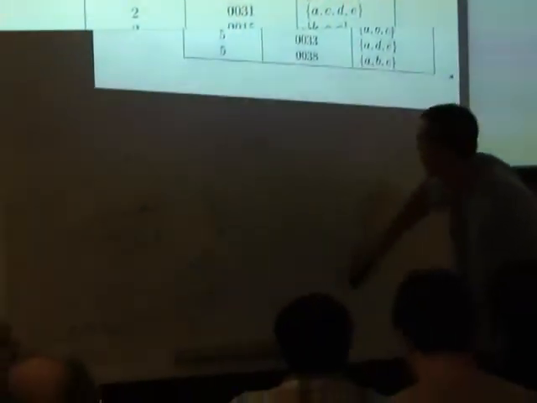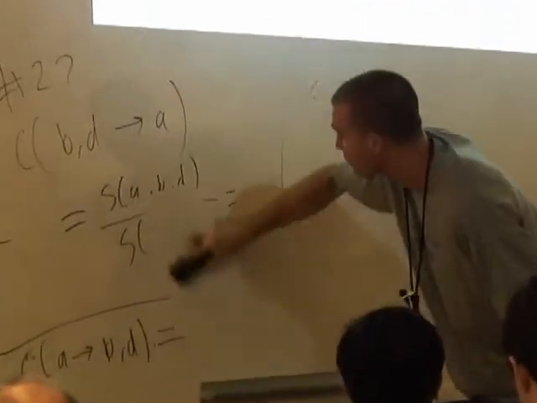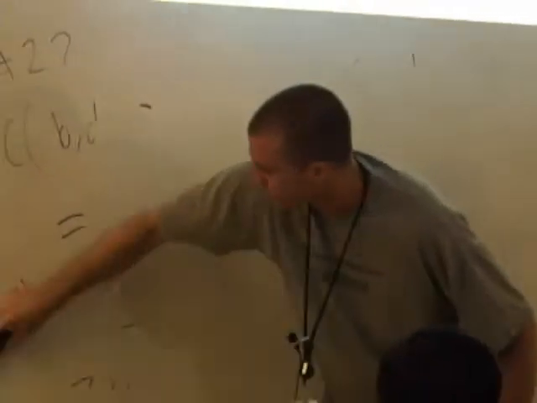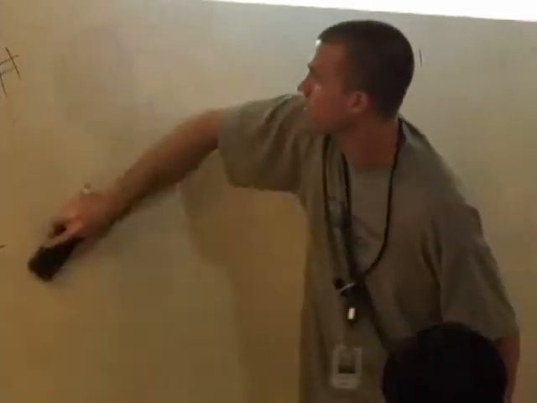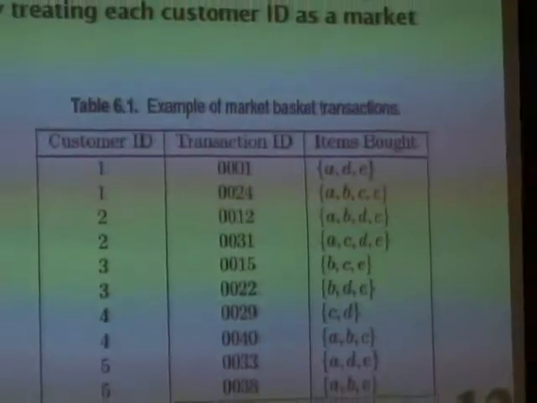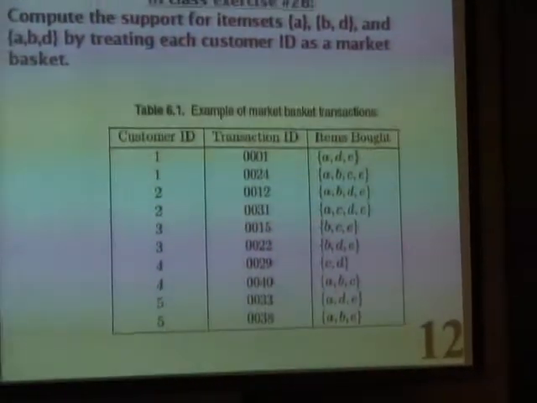But if I'm trying to cater to certain customers, maybe I want to open a store that caters to a certain type of customer, then I might be interested in looking at things at the customer level. And that's what the next question asks. It says, compute these things treating each customer ID as a market basket.